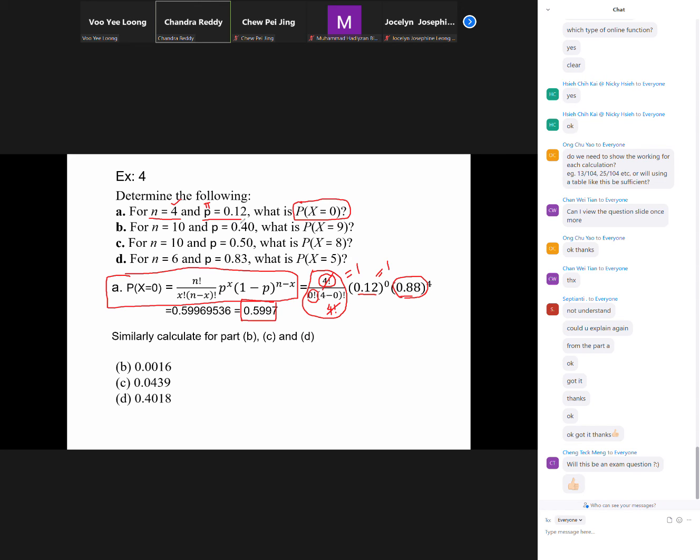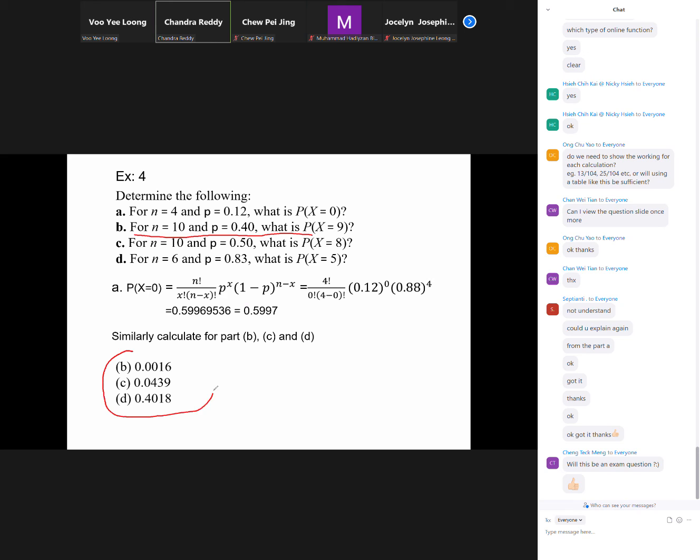Is that clear? So we are just applying the binomial probability expression and calculating for the given values. Any doubts or any questions? Okay, similarly, I'm not showing you the calculation for when the probability of x is equal to 9. So you will get the answers for B, C, D, you can note down.